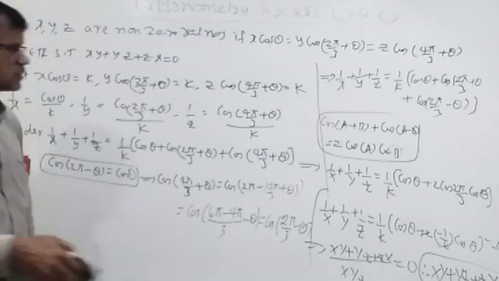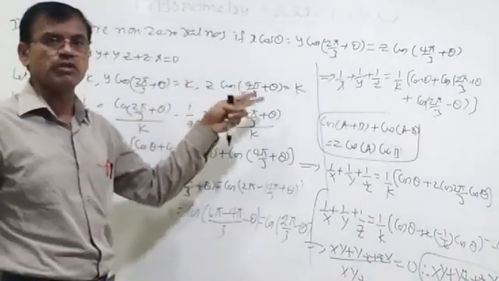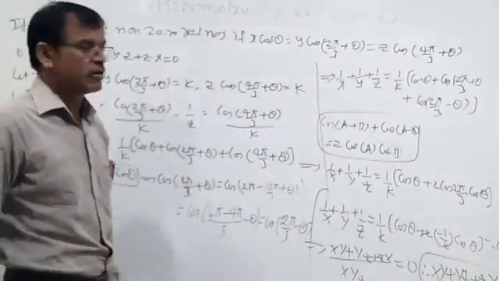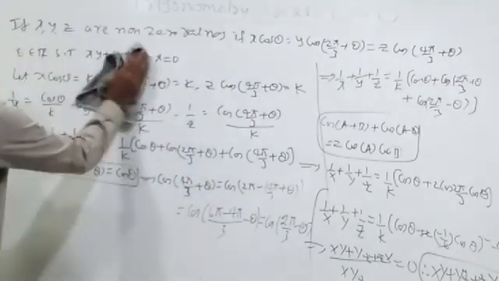Otherwise, maybe 1 minus 1 by 2 minus 1 by 2, like this. Anyhow, you will get 0 by putting theta is equal to 0 as a shortcut. Right, next question.